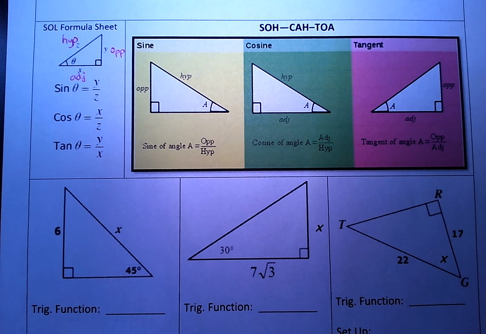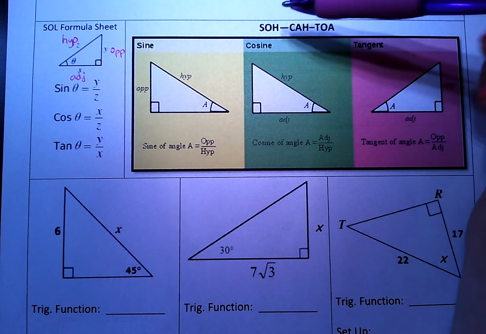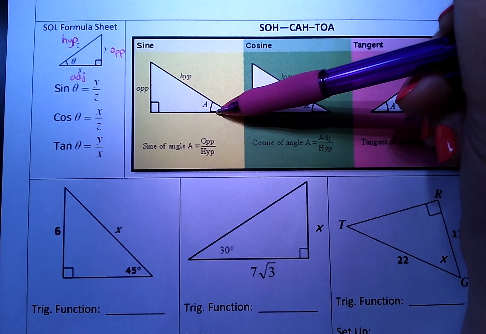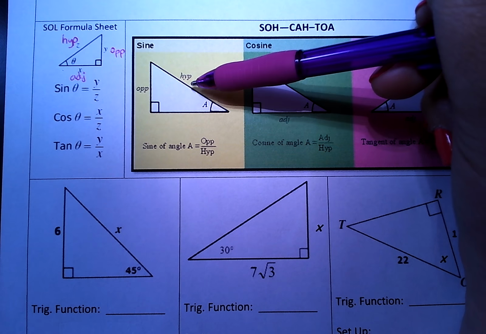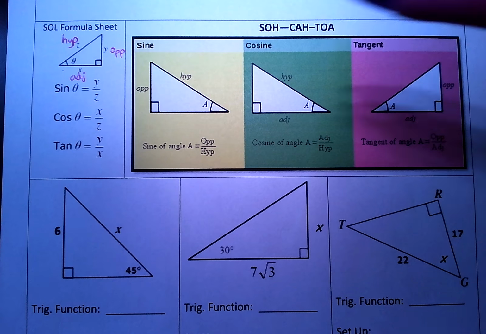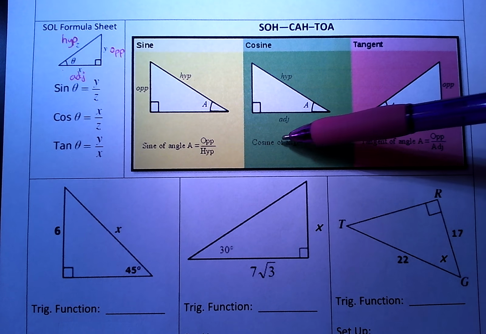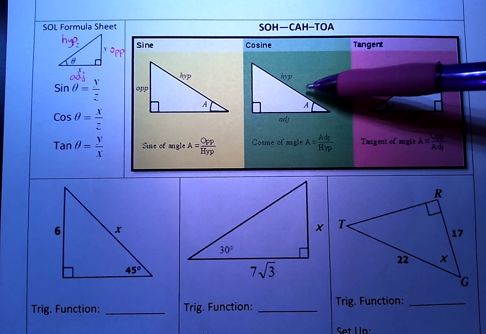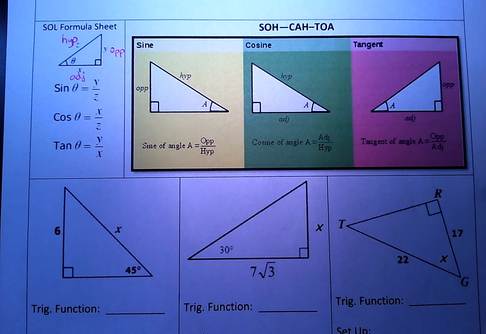Well, you may have learned it using the phrase SOHCAHTOA. SOH stands for sine of an angle is equal to the opposite side length divided by the hypotenuse. CAH stands for cosine of an angle is equal to the adjacent side length divided by the hypotenuse. And TOA stands for tangent of an angle is represented by the opposite side length divided by the adjacent side length.